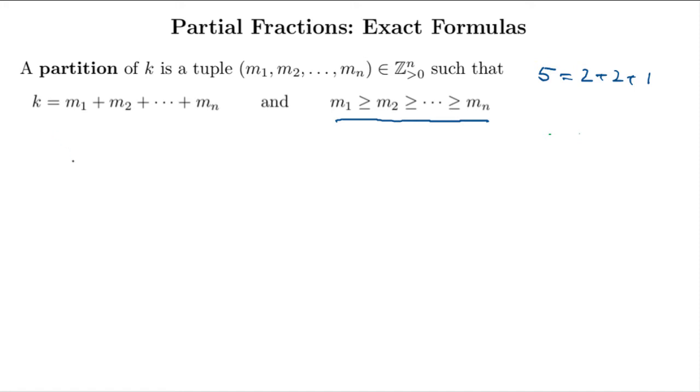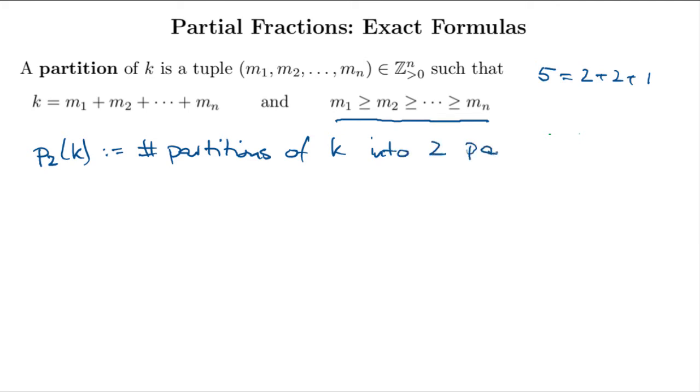Okay, so let's again compute an example of a counting function. So maybe I'll call that counting function p2 of k. This is the number of partitions of k into exactly 2 parts. We will compute the generating function, and we will do that from first principles. So it's a bit similar to the previous video.